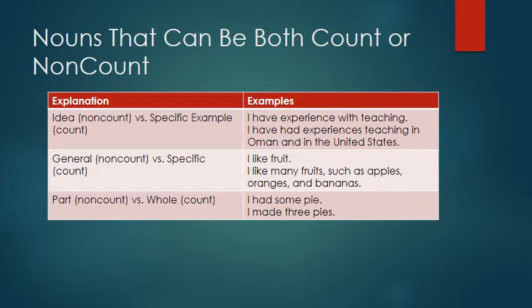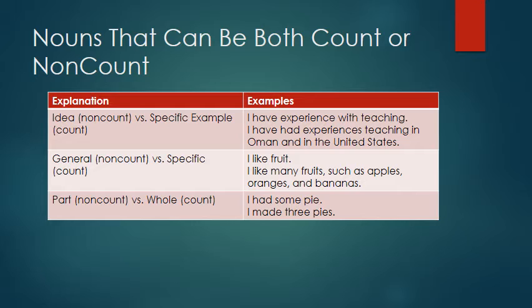So there are some nouns that can be both count and non-count. And I'm just going to focus on 3 categories here. This is similar to the information you have on page 161, but I hope that it's a little bit clearer for you to help you remember the difference. Okay, so we have 3 groups for nouns that can be both count and non-count.